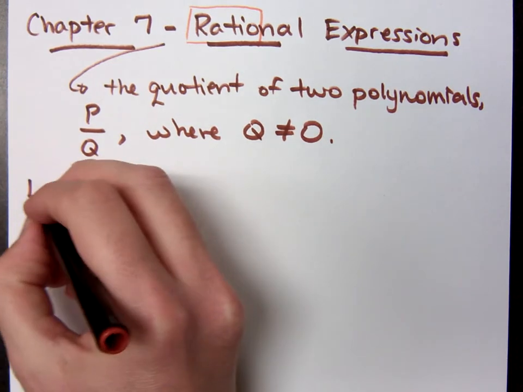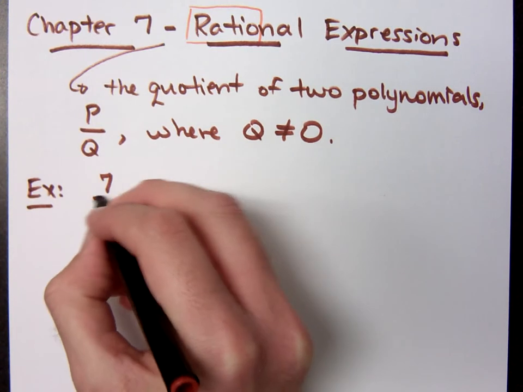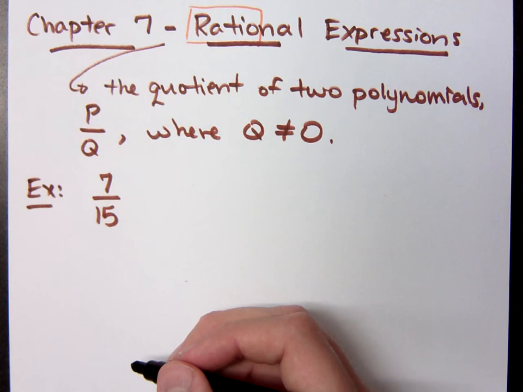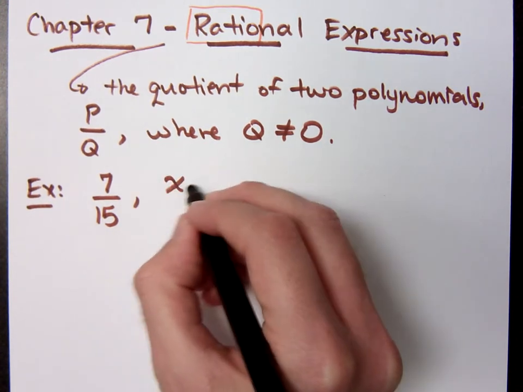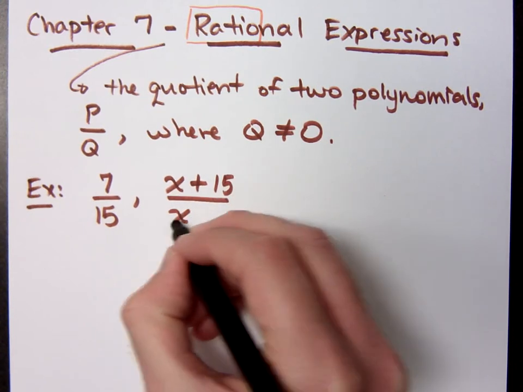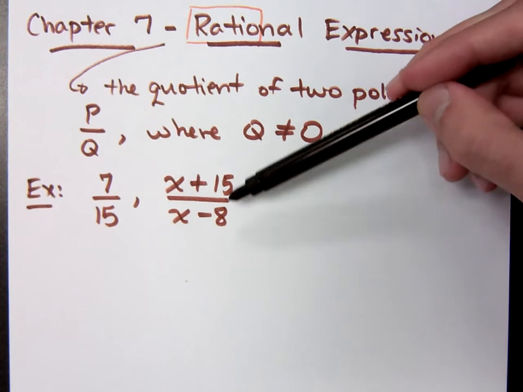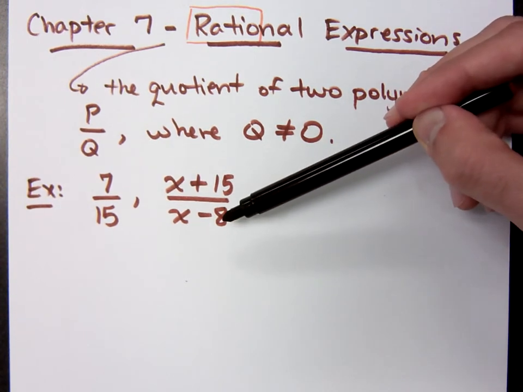So let me just give you some examples of what rational expressions look like. Just any fraction, really. So if I say 7 over 15, that's a rational expression. It's just a fraction. Okay. If I have x plus 15 over x minus 8, that's just another example of a rational expression. It's something a little bit more complicated. But what you see is that it is a fraction, and that your numerator and denominator are both polynomials.